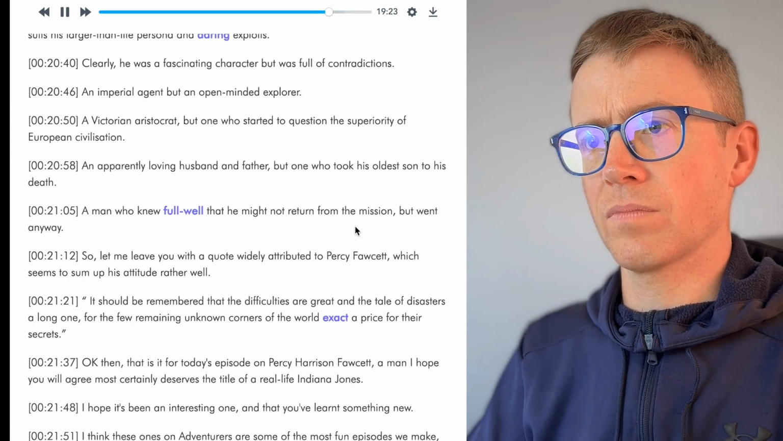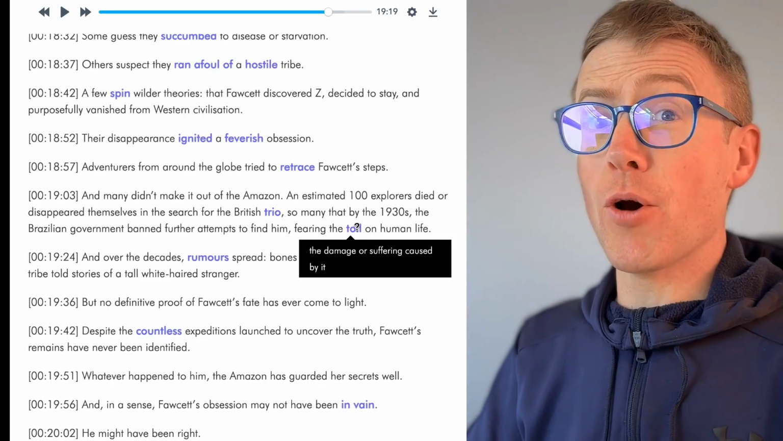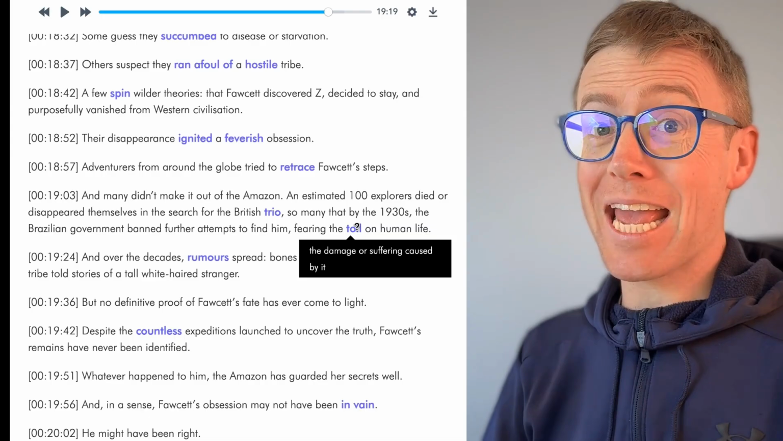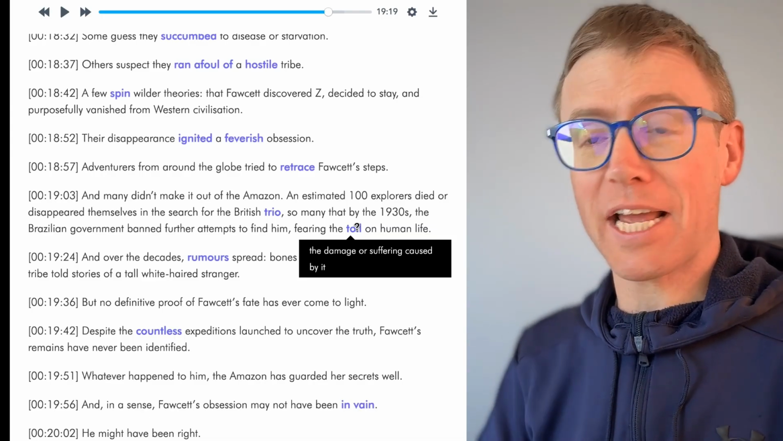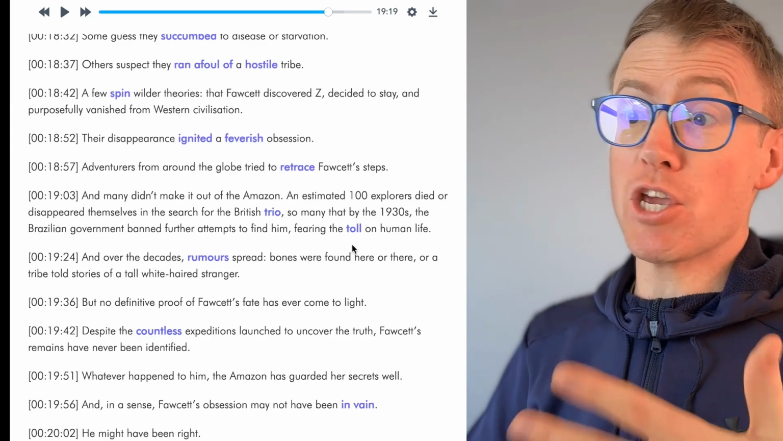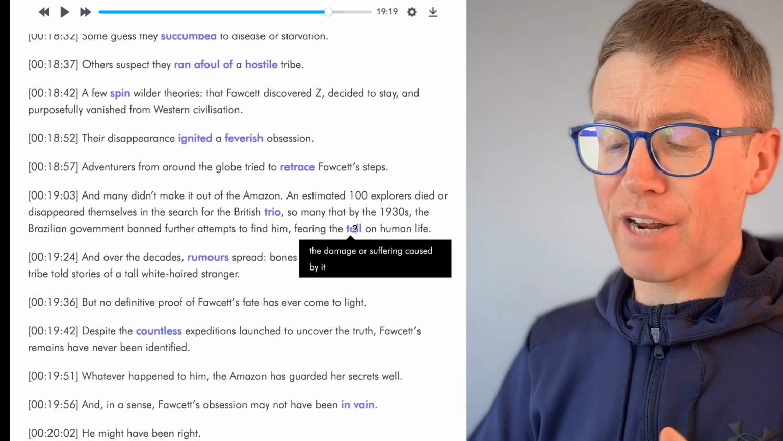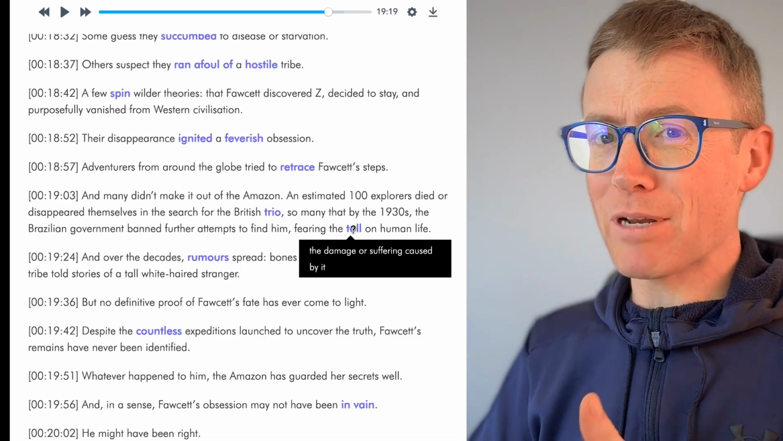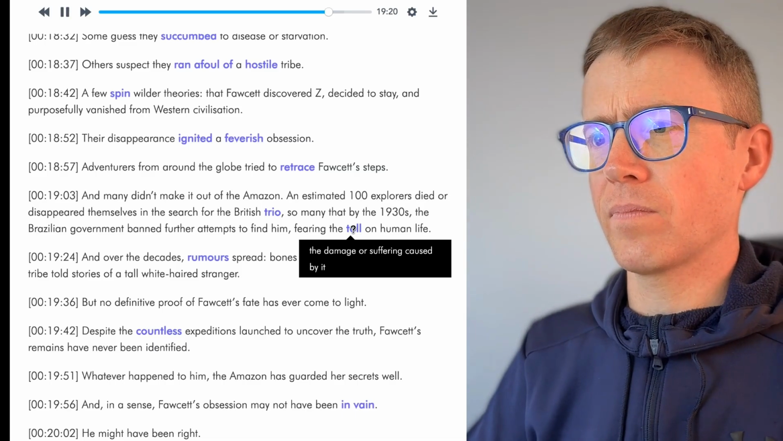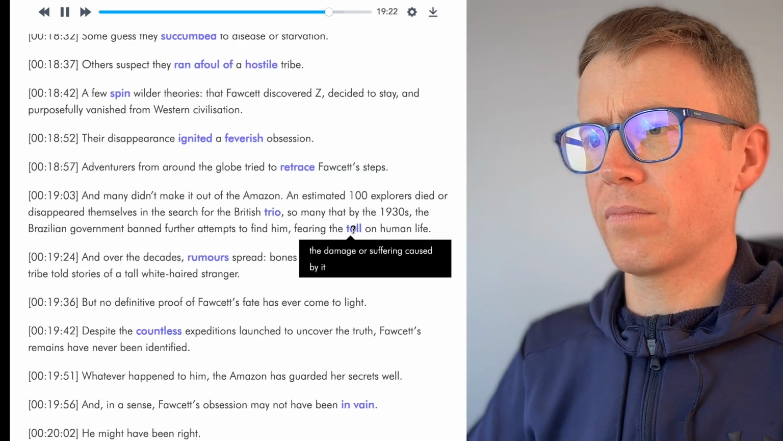Now, you probably know a toll, meaning the fee that you might pay if you go on a road, let's say a motorway. But if there is the toll on human life, for example, it's the damage caused by something. Find him, fearing the toll on human life.